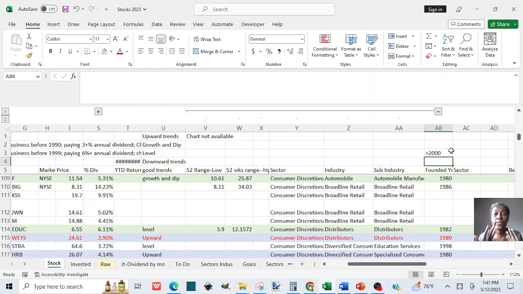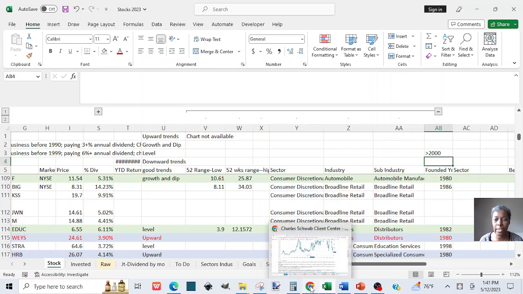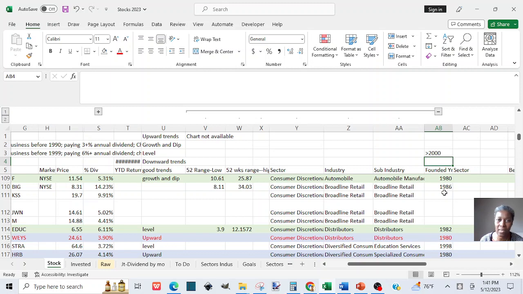So you will set your own. What are you comfortable in? What can you say that this company has been around for a while? I want to invest in it for a long period of time. Personally, I like the 1980s. When I say 1980s, that is old enough for me. Anything after 2000, I'm a little bit hesitant about. But you will set your own criteria. So this one is 1986. It met our requirement. It passed another criteria.